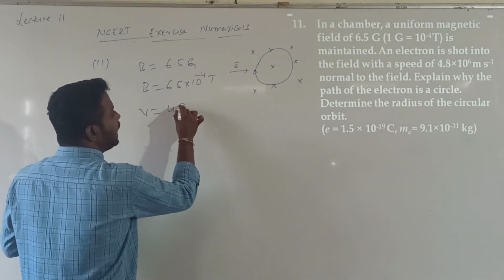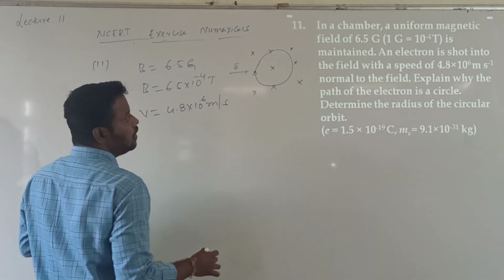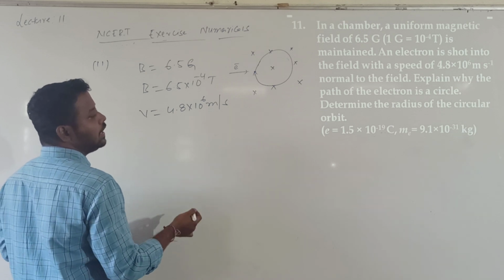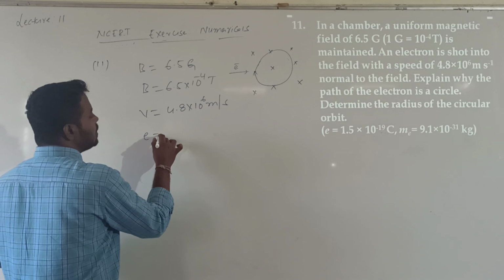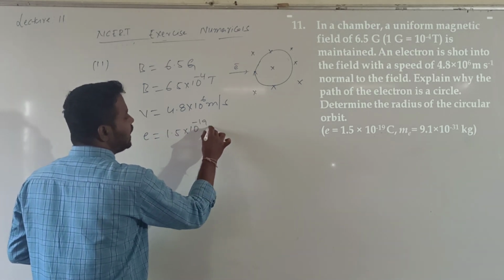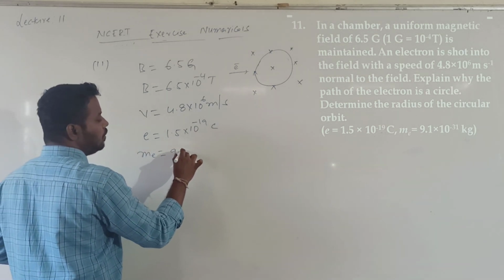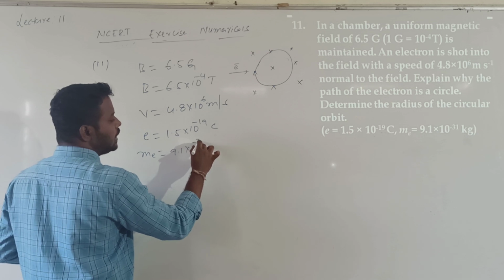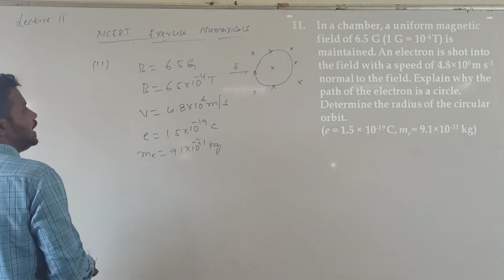Speed is 4.8 into 10 power 6 meters per second, normal to the field. Explain why the path of the electron is a circle and discuss the radius. They have given the charge: 1.5 into 10 power minus 19 coulomb. The mass of the electron is given as 9.1 into 10 power minus 31 kg. This is the data they have given.